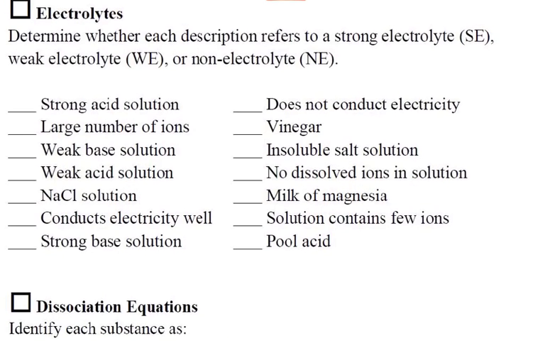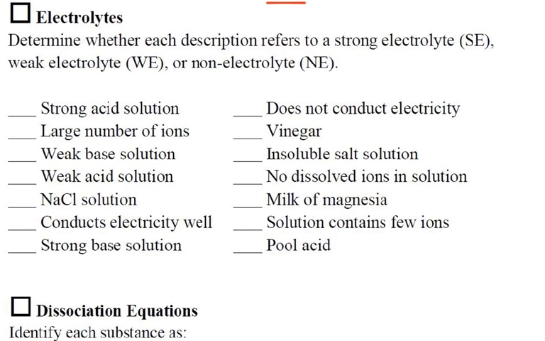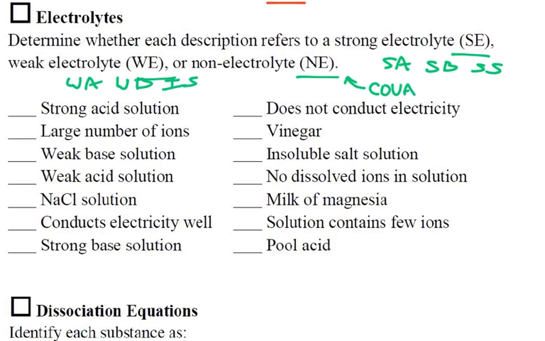Okay, electrolytes. When we were testing things with the light bulb, we wanted to get strong electrolytes, weak electrolytes, and non-electrolytes. Just as a quick review, strong electrolytes are going to be strong acids, strong bases, and soluble solids. Those three things are going to be strong electrolytes. The weak electrolytes will be weak acids, weak bases, and the insoluble solids, because they're not totally insoluble, they break up a little bit. The non-electrolytes are going to be the covalent compounds, like sugar, things like that.